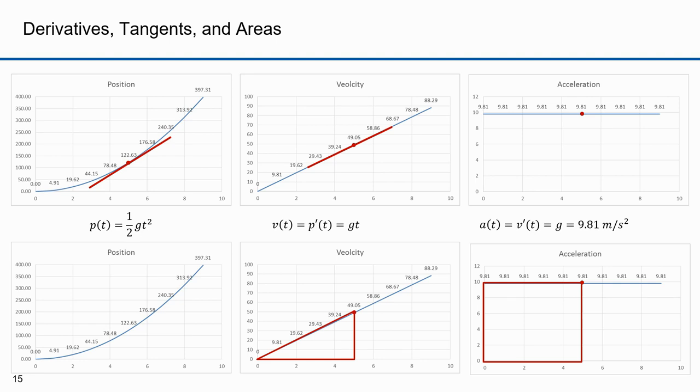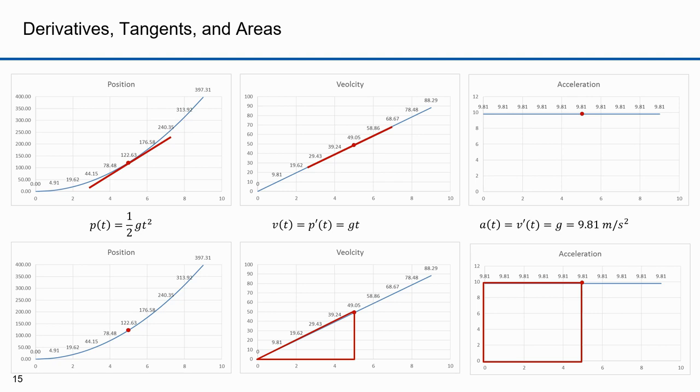The area under the velocity function is a triangle. The base is 5, the height is 49.05. The area of the triangle is 1/2 base times height. That's 1/2 the base, t, times the height, which is 1/2 gt squared. 1/2 times 49.05 times 5 equals 122.63, and that's the point here on the position graph.